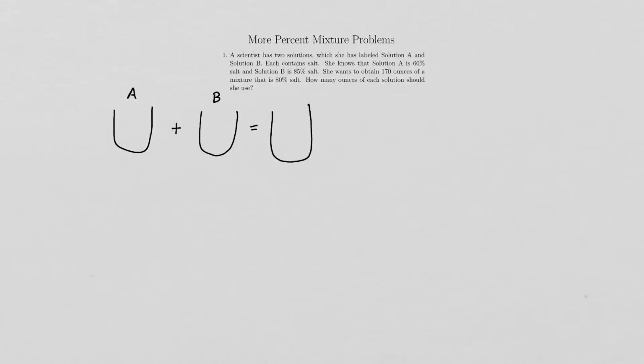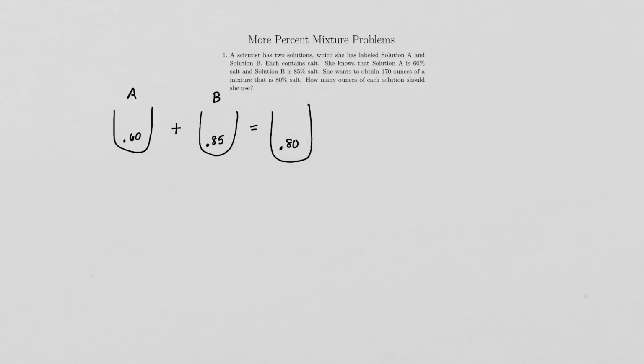Okay. Then it says that she knows that solution A is 60% salt and solution B is 85% salt. So I'm going to put the percentage in here. We're going to write the percentages as a decimal. So 60% is 0.60 and the 85% would be 0.85. And then it says she wants to obtain 170 ounces of a mixture that's 80% salt. So I'm going to keep the 80%. I keep all of the percentages down in the bottom of my beakers.